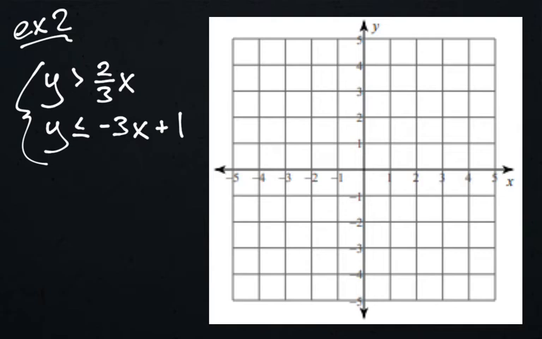All right, next example. You will notice, and we'll do this in blue again, you will notice that it just says 2/3 x, but there's no y-intercept printed there.